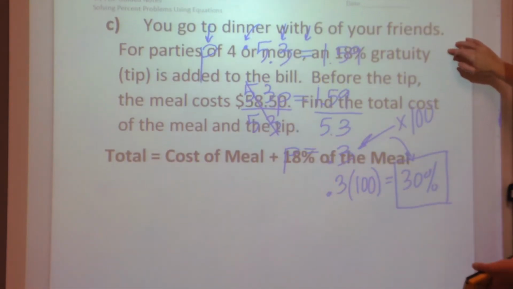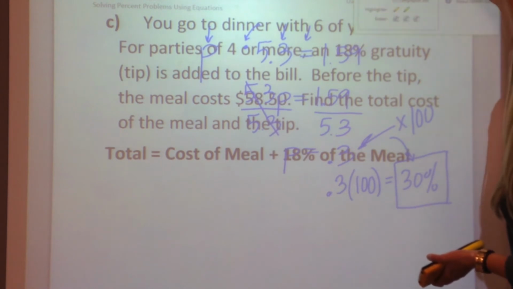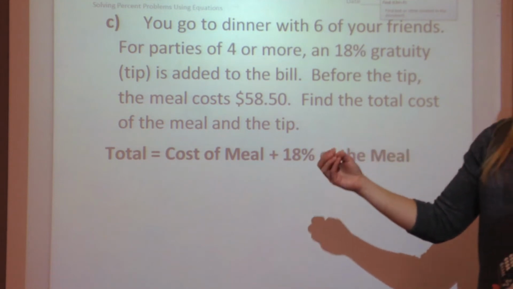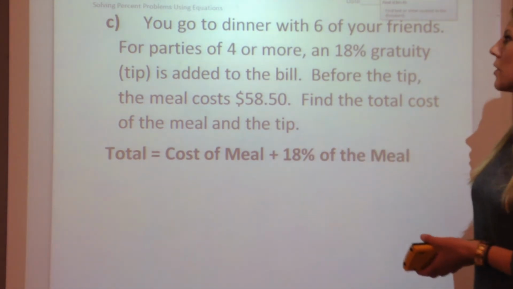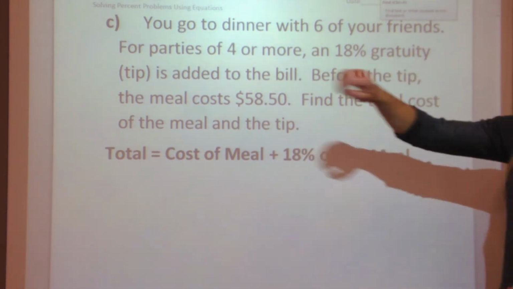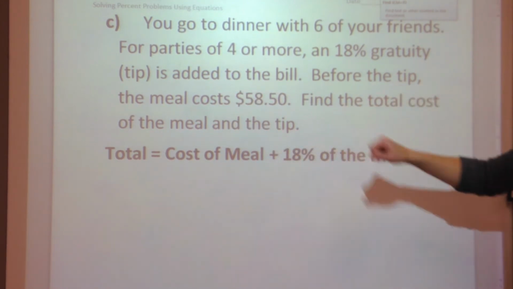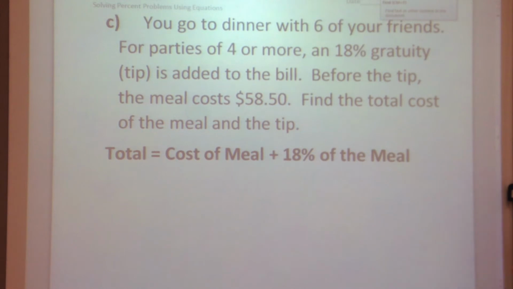All right, so let's look at a couple of word problems here. You go to dinner with 6 of your friends. For parties of 4 or more, so if you have 4 or more people in your group, an 18% gratuity, which is just a tip, is added to the bill. Before the tip, the meal costs $58.50. Find the total cost of the meal and the tip.